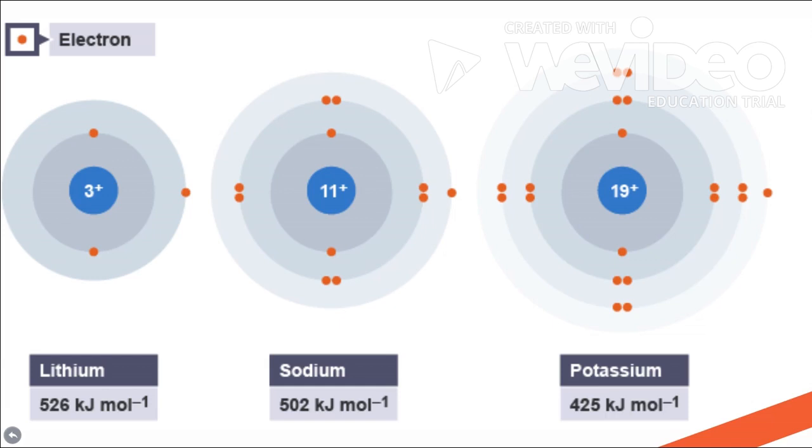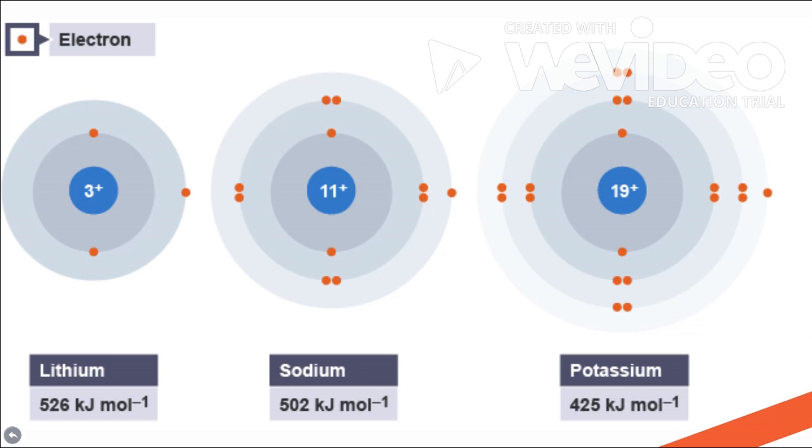But notice that we're only 1 and 2 levels out from the nucleus when we're dealing with the valence electrons of lithium. As opposed to sodium, we would have to go from the nucleus 1, 2, and 3 levels out, and we get an ionization energy of 502. That's lower than the 526 because this electron in the 3rd energy level is farther away than this one in the second energy level.